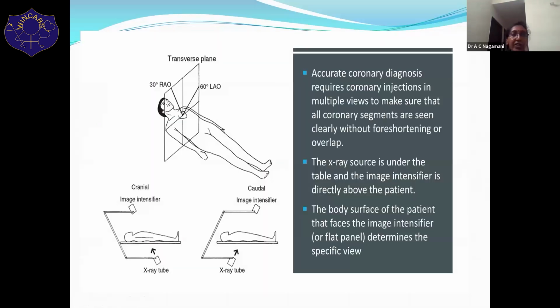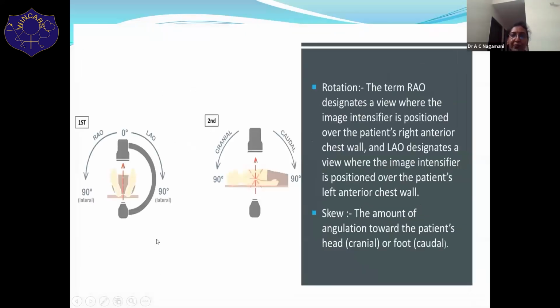Coming to the angiographic views, accurate coronary diagnosis requires that coronary injections are done in multiple views, because we need to see all the coronary segments clearly without foreshortening or overlap. The X-ray source is under the table, and the image intensifier is directly above the patient. The body surface of the patient that faces the image intensifier determines the specific view.